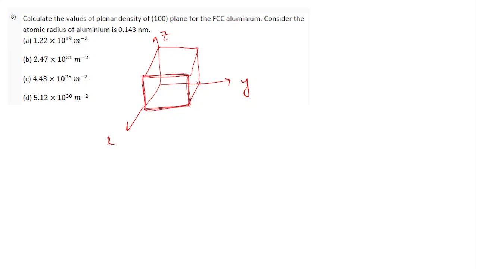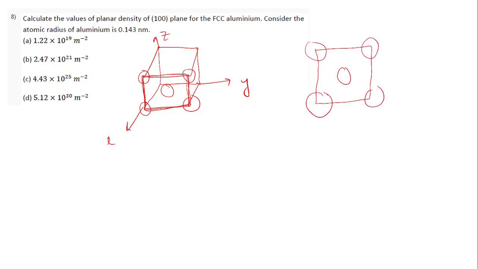Now, how many atoms will be on this plane? There will be 4 at the corners, and then 1 in the center. As I told you, they are touching each other, but here, just to make it visible, I am drawing them smaller in size; otherwise they are touching each other. So this is our 100 plane, and we have atoms on these 4 corners and in the face. How many effectively are there?